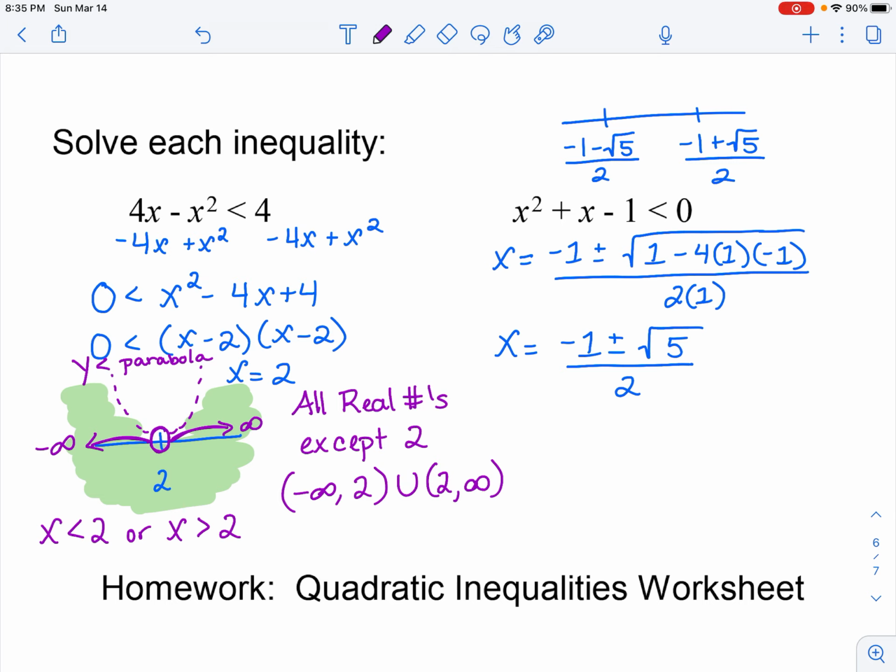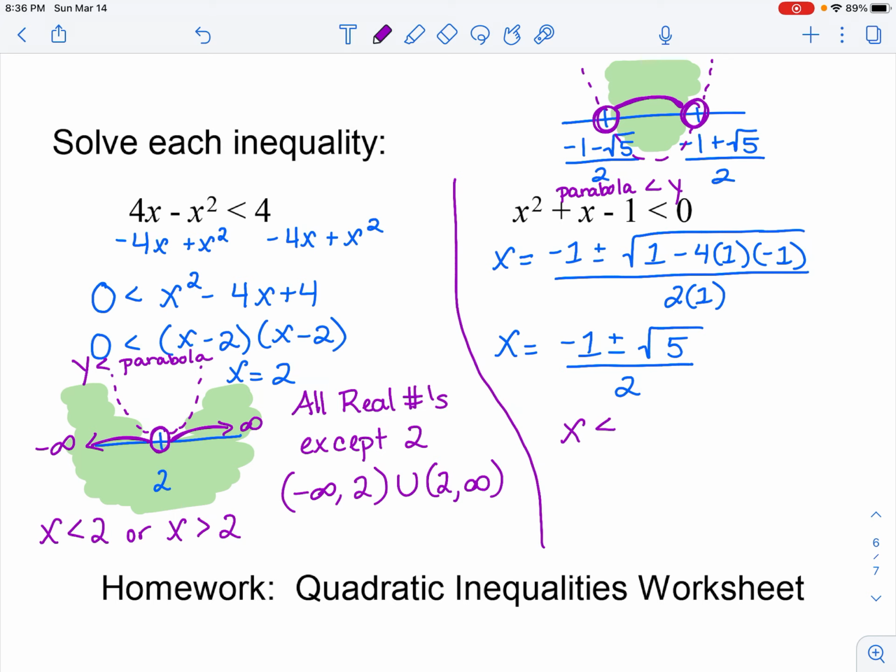Now there's no equal to, so I draw open circles. My parabola opens up. And I want to replace the 0 with a y. So this is y is greater than the parabola. Y is greater than means shade above. Shade above is everything inside in this case. So when I connect them together, I get a single interval. Okay. So it's going to look like this.